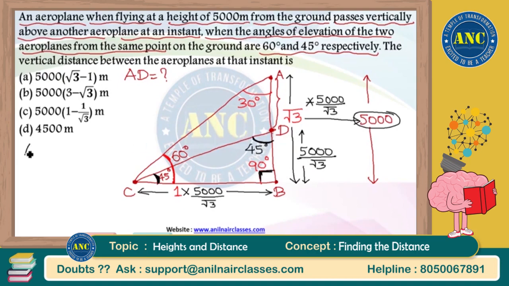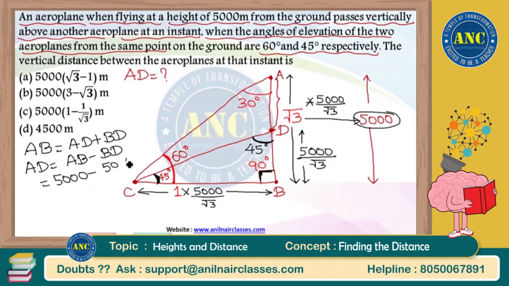So entire AB is nothing but AD plus BD, and we require the AD value, which is the vertical distance between the two airplanes. AD is AB minus BD, and AB is known to us as 5000. BD is calculated just now as 5000 by root 3. So your final answer, taking 5000 as common factor, is 5000 times (1 minus 1 by root 3), which is nothing but your option C.